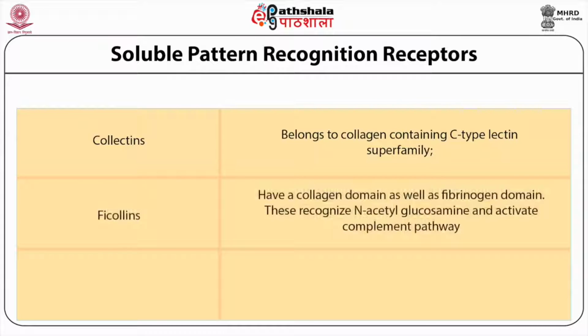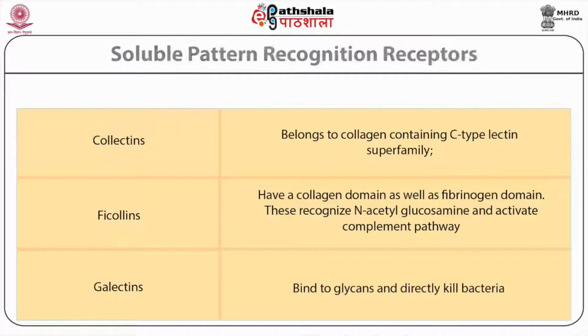Ficolins have a collagen domain as well as a fibrinogen domain. Essentially, these recognize N-acetyl glucosamine and activate the complement pathway, which we mentioned as another part of the innate immunity. Galectins bind to the glycans and directly kill bacteria.